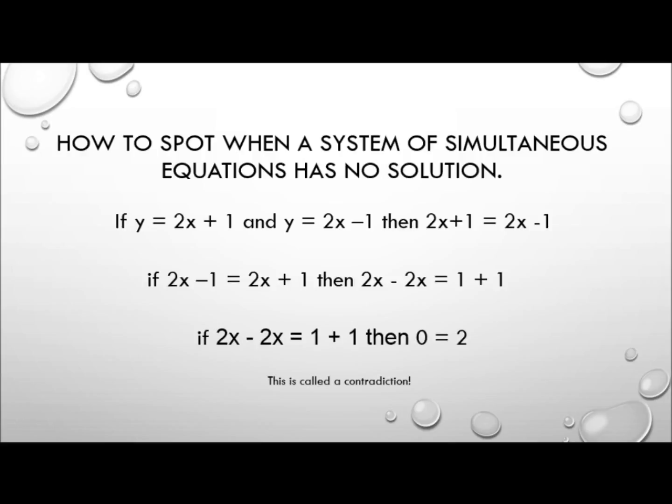Well, clearly 0 does not equal 2. This is called a contradiction. And if you try to solve a system of simultaneous equations and it results in a contradiction, then you can confidently assert that there are no solutions.